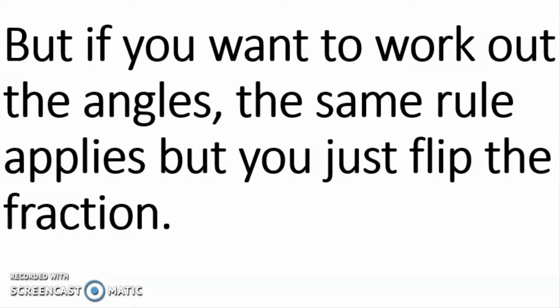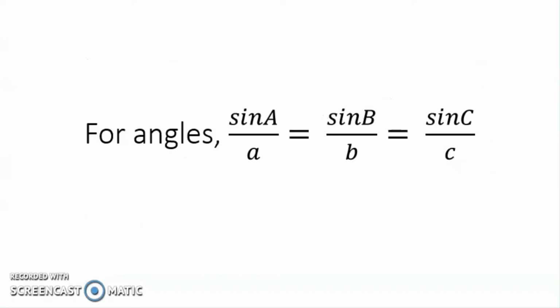But if I want to work out the angles, the same rule applies, but all we just have to do is to flip the fraction. For the angles, sine A all over the side of a must be equal to sine B all over the side of b, and it must also be equal to sine C all over the side of c, the small c.